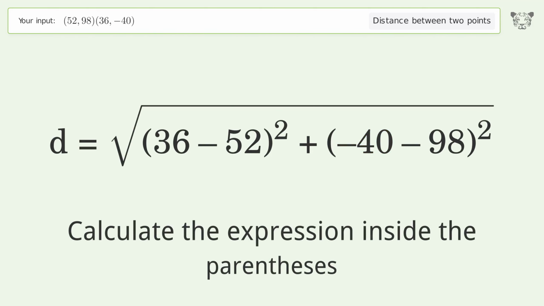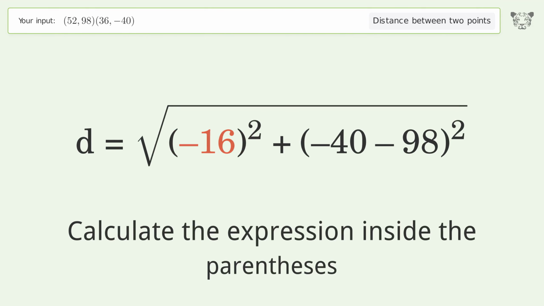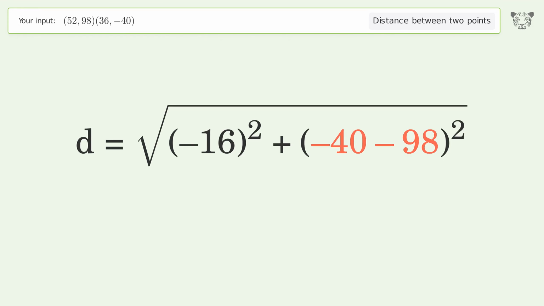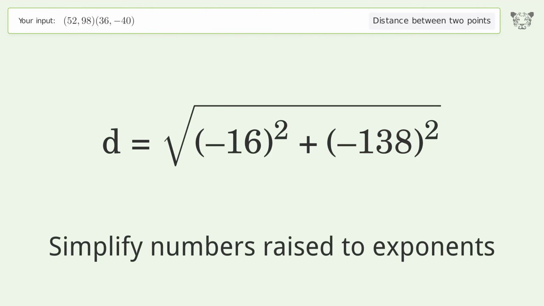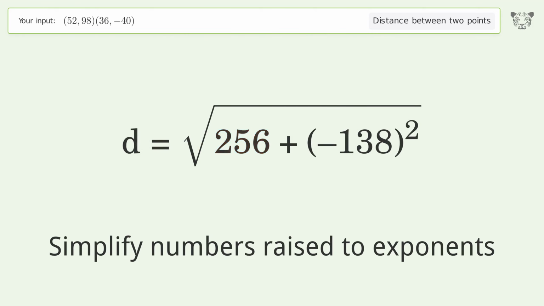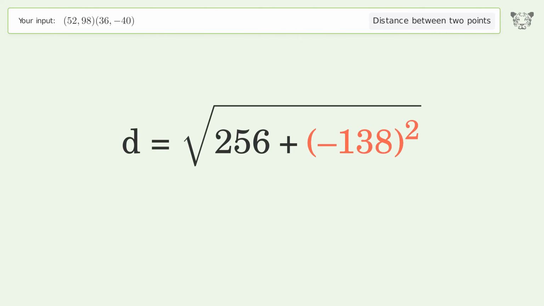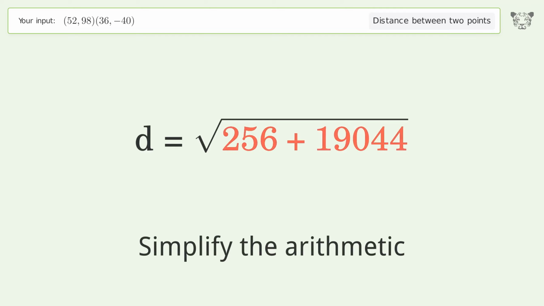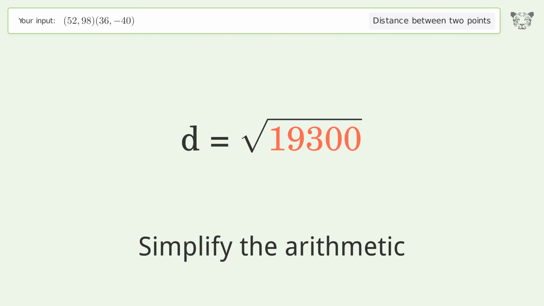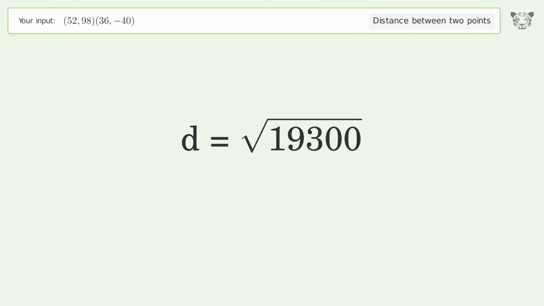Calculate the expression inside the parentheses. Simplify numbers raised to exponents. Simplify the arithmetic. And so the distance between the 2 points is the square root of 19,300 or 138.924.